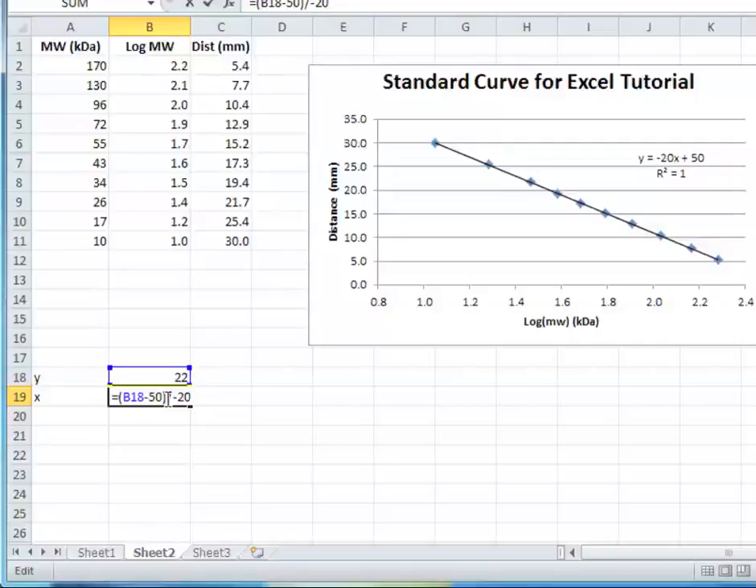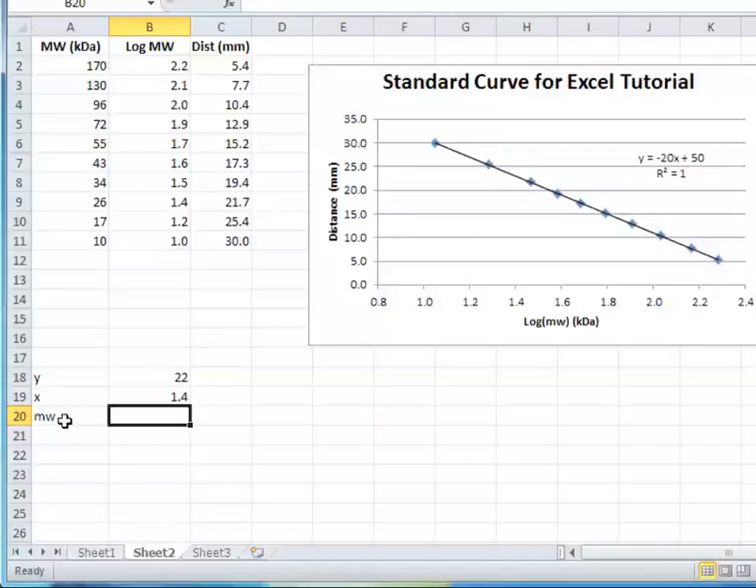What we get is an x value of 1.4. Is that the size? No, because x is the log of molecular weight. So to get the molecular weight, we need to get the inverse log. If you do this on your calculator, you can just take the inverse log, and it's assumed to be base 10.